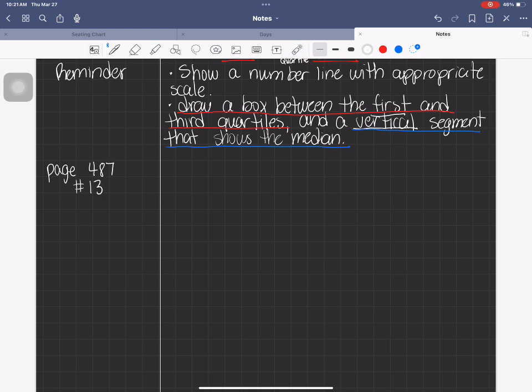Anyways, let's go to our math books and go to page 487 and number 13. I'm going to do that as an example for you so you know what to do on your math assignment this morning. It's given us a data set of numbers, so I'm going to write them down. Let me write them down real quick.